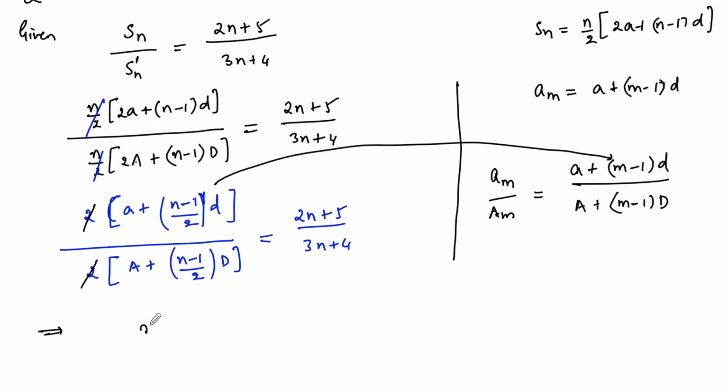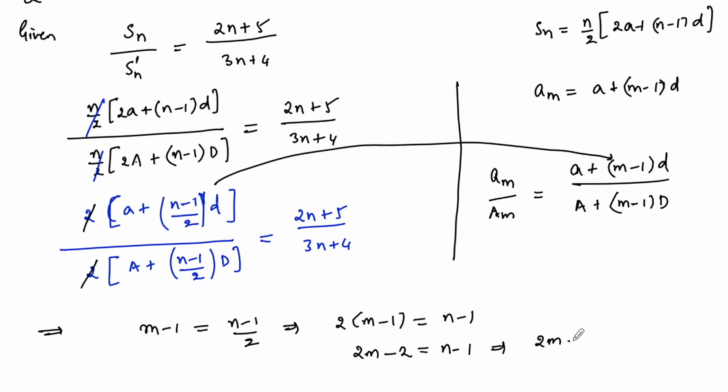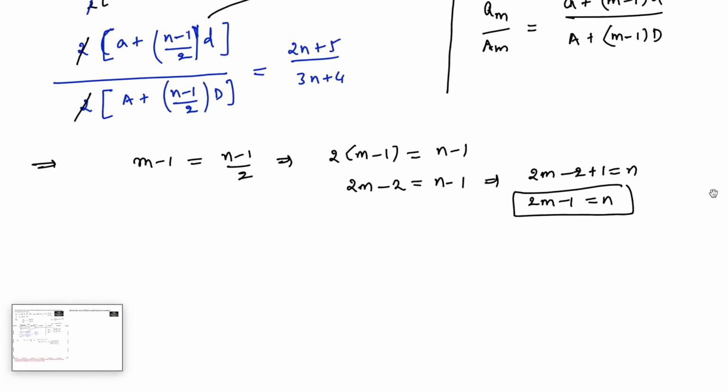So when comparing, m minus 1 must be equal to n minus 1 upon 2. So that is 2 times m minus 1 is equal to n minus 1, or we can write 2m minus 2 is equal to n minus 1, or 2m minus 2 plus 1 is equal to n. So that is 2m minus 1 is equal to n. To get the mth terms ratio, we need to consider n as 2m minus 1, so put n is equal to 2m minus 1.